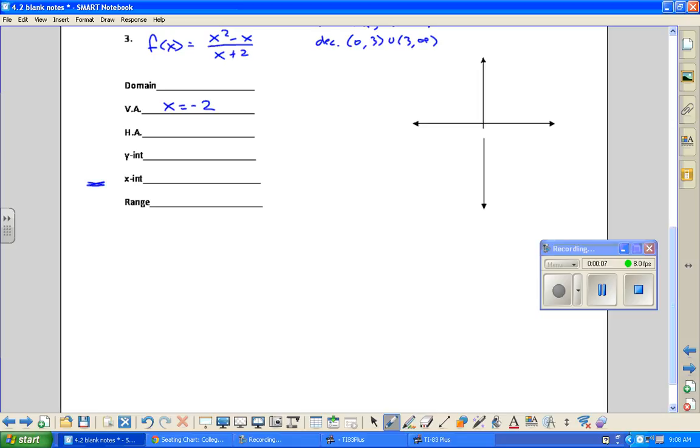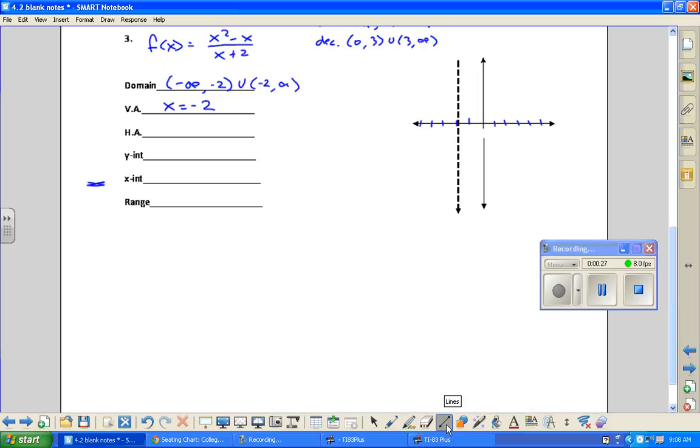So -2 is the place that gives us division by 0. That means our domain is everything from -infinity up to -2, where it's undefined, and then -2 to infinity. And so that's where our first asymptote is going to be.